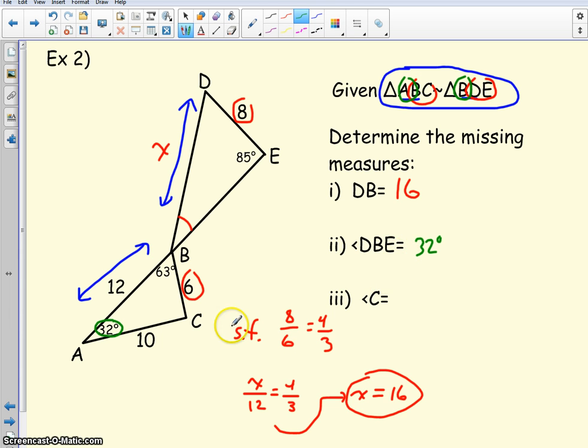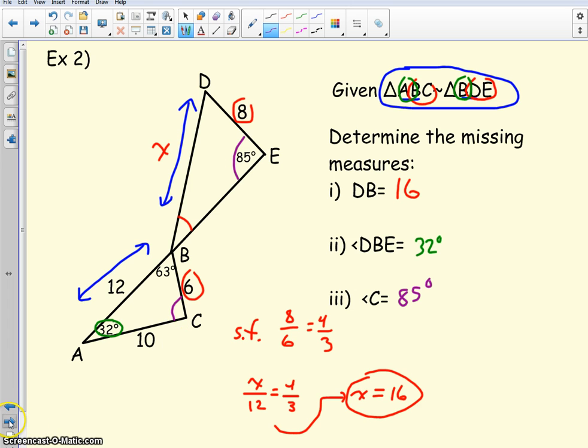And last but not least, angle C, which is this one right here. Two ways of going about this one. We're inside a triangle here where all these three angles have to add to 180 degrees. So you can go 180 degrees, minus 63, minus 32 to get your answer. Or you could look at the fact that this angle C has to correspond with the angle E over here. Either way, you get an answer of 85 degrees.